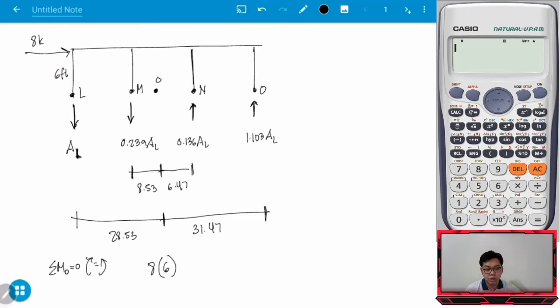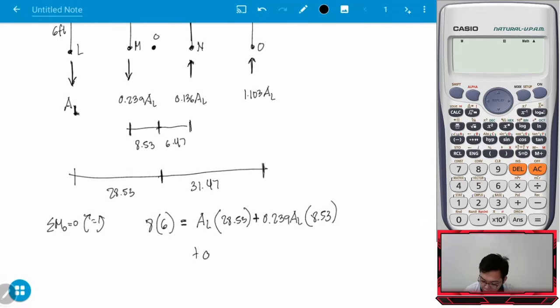Okay, sa figure namin sa section natin, that must be equal to the counterclockwise rotations which are caused by our load. So this is AL. Yung AL, moment arm niya is 28.53. Plus, same pa din yung pangalawang force natin, which is 0.239 AL. Ang moment arm naman niya is 8.53. Okay? And then plus, yung sunod, which is 0.136 AL. Ang moment arm naman niya is 6.47.